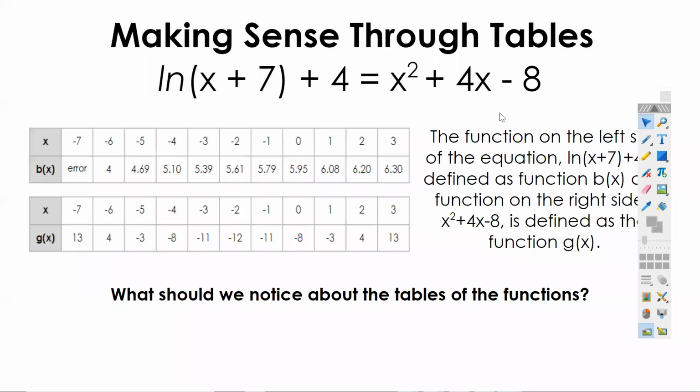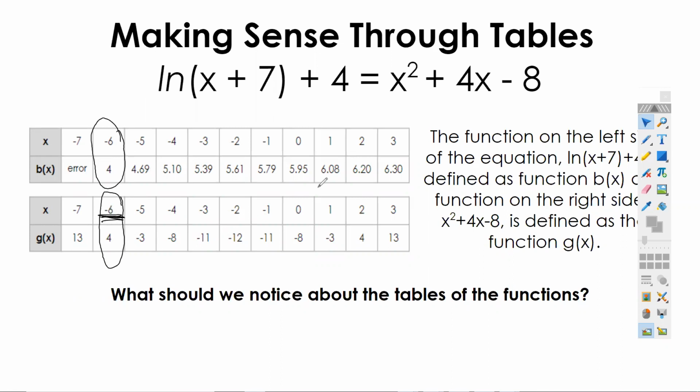Ta-da! Okay. If you had, for instance, these two tables and they said, what is the solution? What you're going to look for is a repeat in the table. So what I mean by that is if we look right here, we have -6, 4. We have the same point in this table. That would be a solution, that -6.